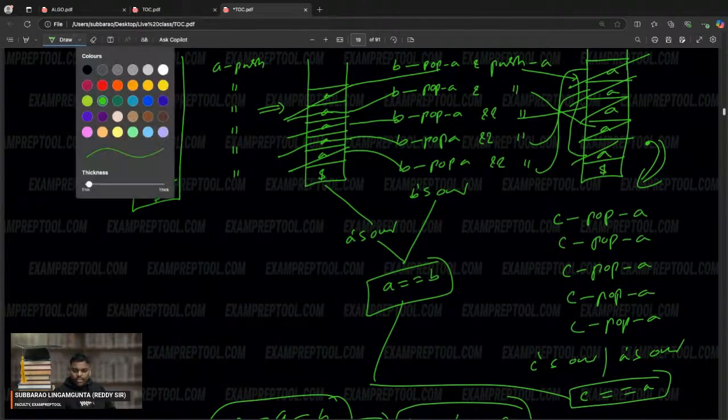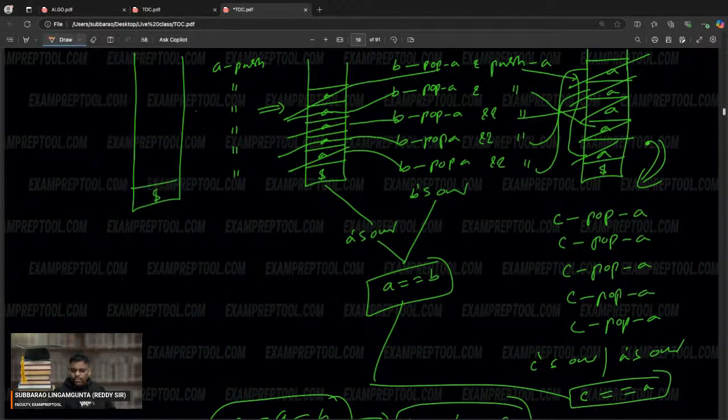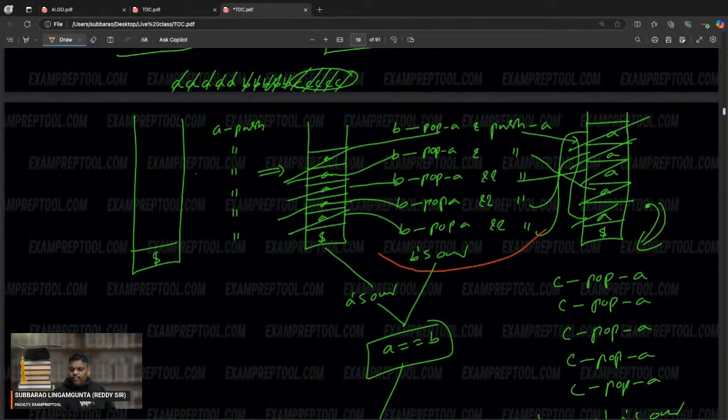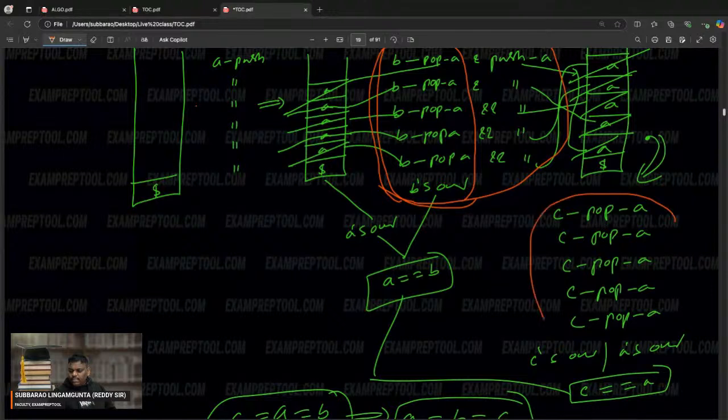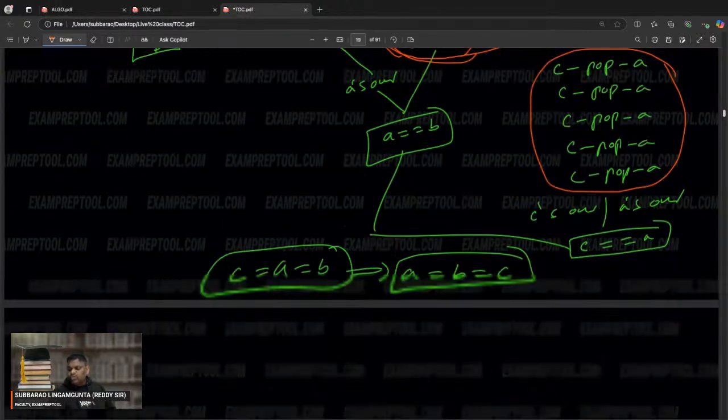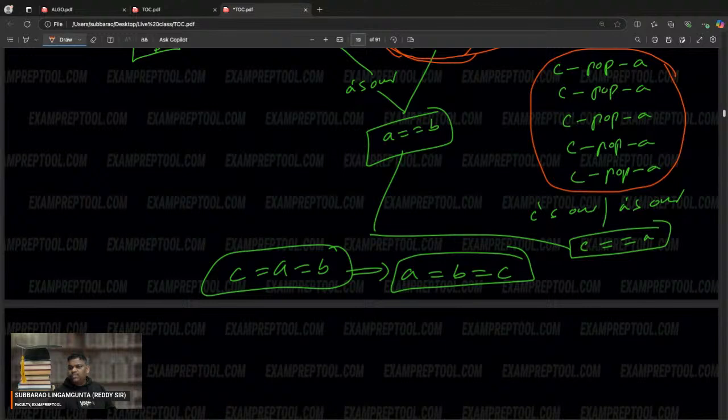See, the first comparison: A's and B's compare. Whenever B is coming, you are popping A. B coming, pop A. This part indicates B's and A's you are comparing. And this part indicates C is coming, pop A: A's and C's you are comparing. Whenever you know C's are over, A's are also over. Whenever B's are over, A's are also over. So one thing proved, A is equal to B. One thing proved, C is equal to A. So the final conclusion is A is equal to B, A is equal to C, which is A is equal to B is equal to C.